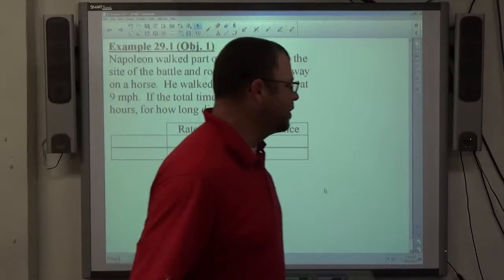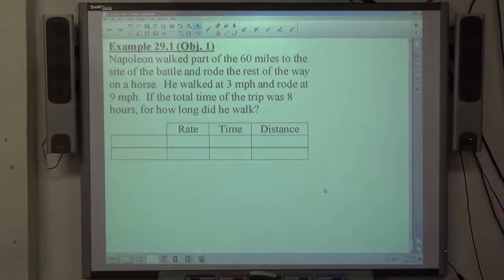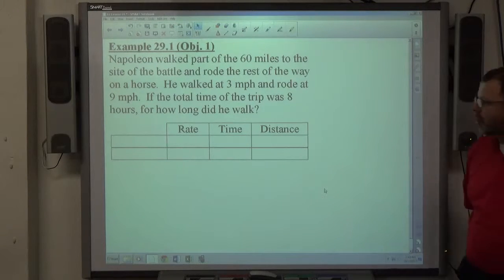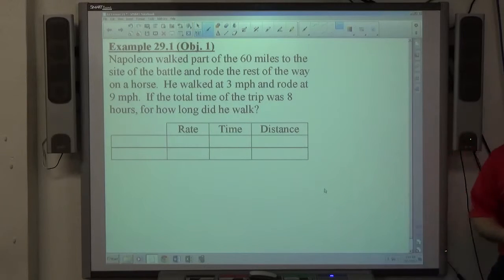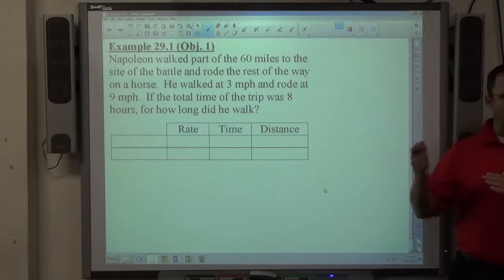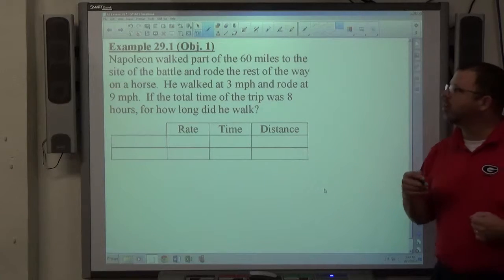Napoleon walked part of the 60 miles to the side of the battle and rode the rest of the way on a horse. He walked at 3 miles per hour and rode at 9 miles per hour. If the total time of the trip was 8 hours, for how long did he walk? So this is our second visit into the idea of uniform motion problems. The first one, the distance 1 and distance 2 were equal to each other.